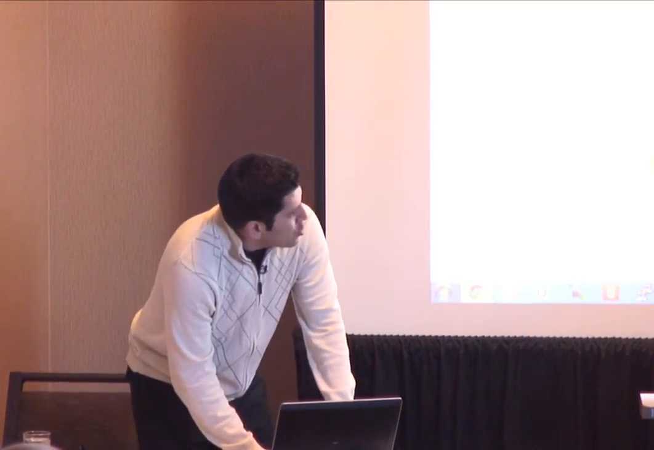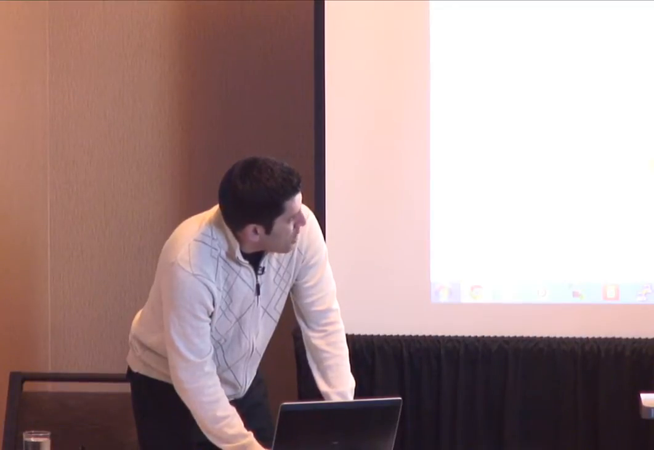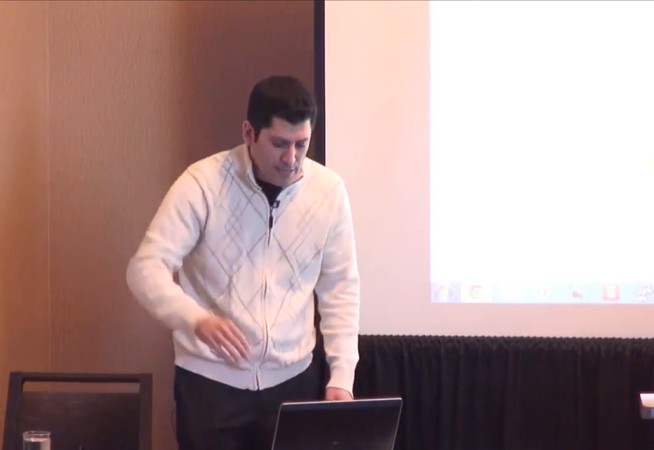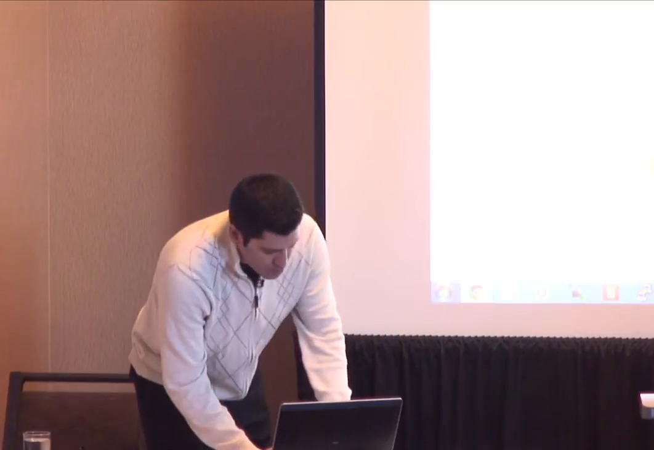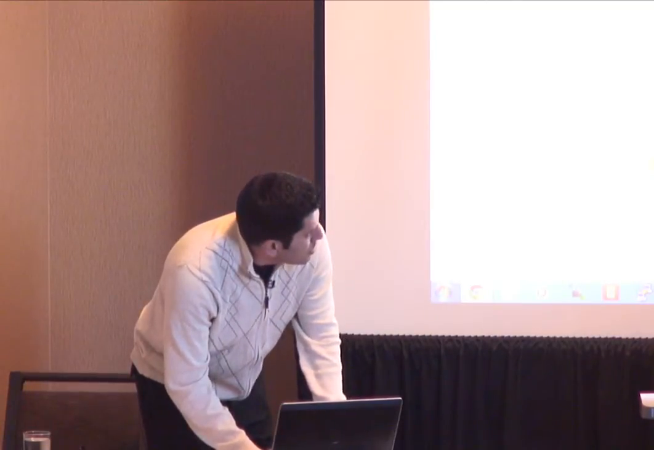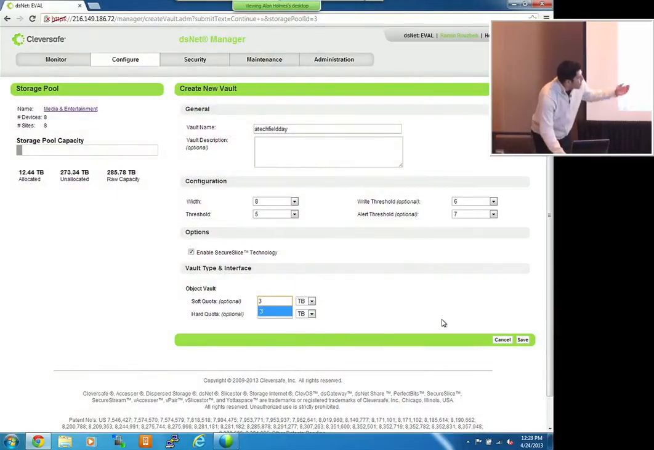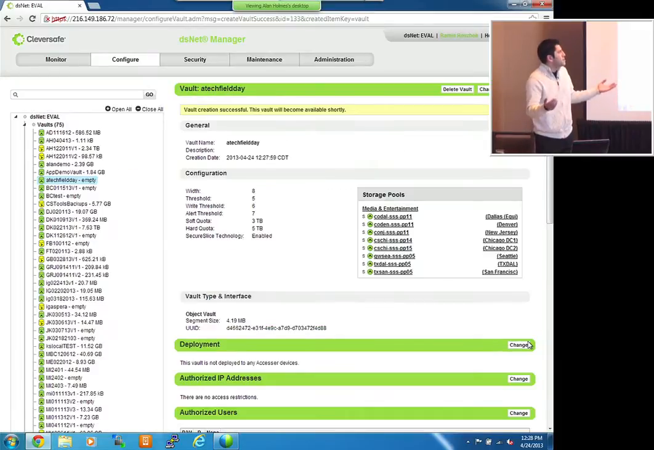I have the option to set quotas or not. A soft quota gives me a warning when I reach that limit. A hard quota will stop that vault from exceeding further. So we'll put 5 terabytes here, 1 terabyte here, or 3 terabytes here. Not that we're going to be writing that much data today, but so now I have created my logical vault. In the background, this vault is being spanned across 8 storage nodes. That was all to it.